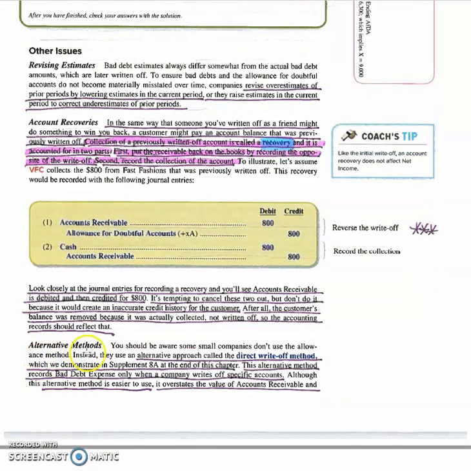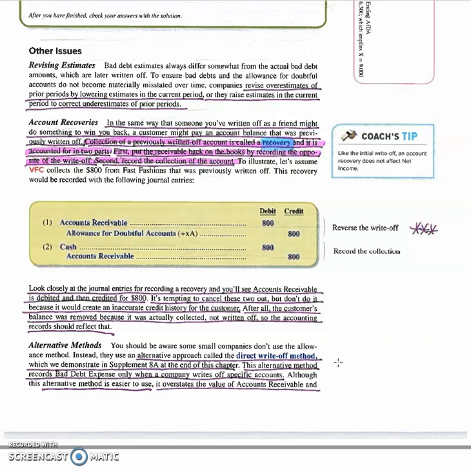Now, under alternative methods, they talk about the direct write-off method. The direct write-off method is the opposite of the allowance method. With the direct write-off method, we don't set up an allowance. We just write off an account receivable that proves uncollectible by debiting bad debt expense, crediting accounts receivable. Now, you may say, gee, that seems simple. It is, but it violates GAAP.